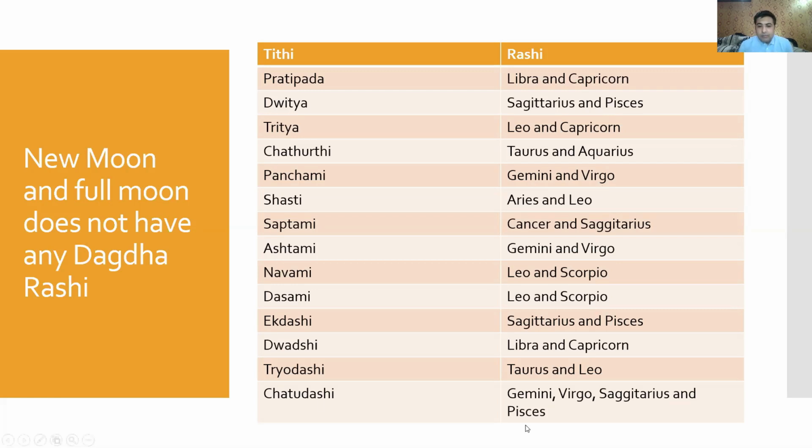At the same time, for a Chaturdashi birth, all four dual signs are Dagdha that particular day. That is why for those born on Chaturdashi, a particular remedy has been prescribed in BPHS. At the same time, new moon and full moon do not have any Dagdha Rashi. So these two are the exceptions. But all the other tithis except Chaturdashi have two signs which are Dagdha.